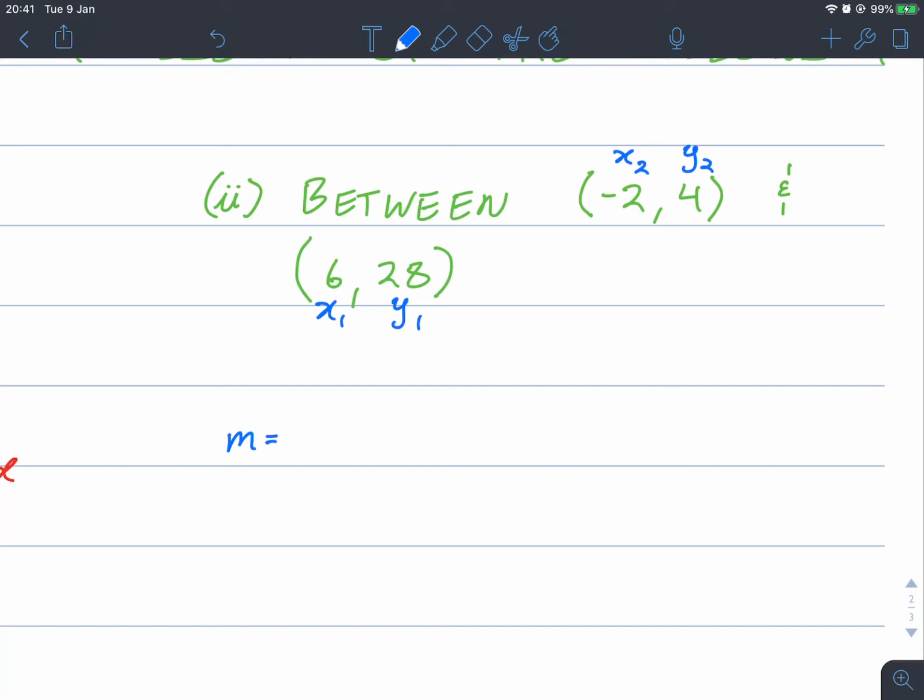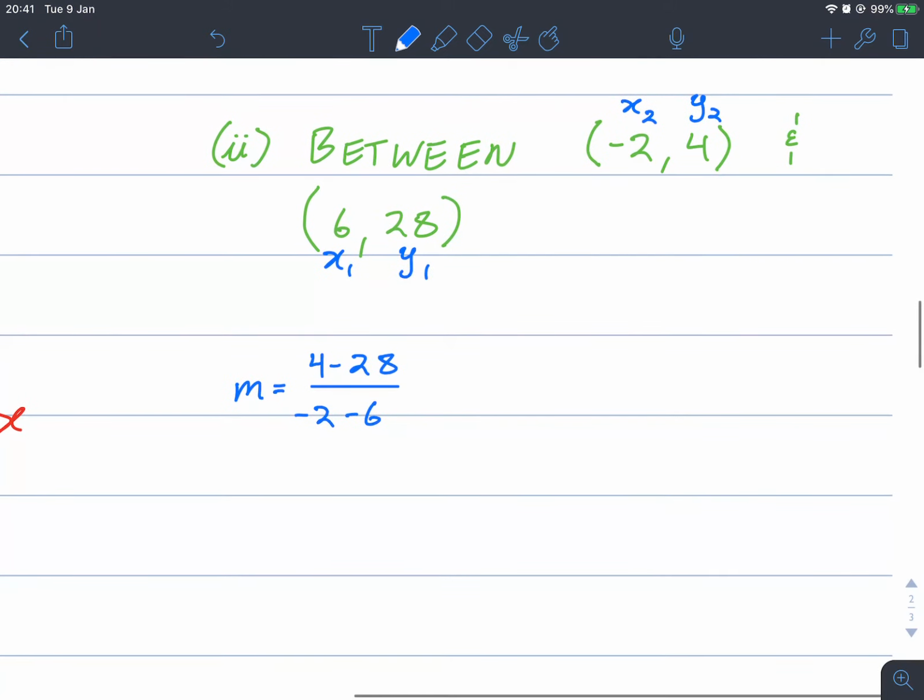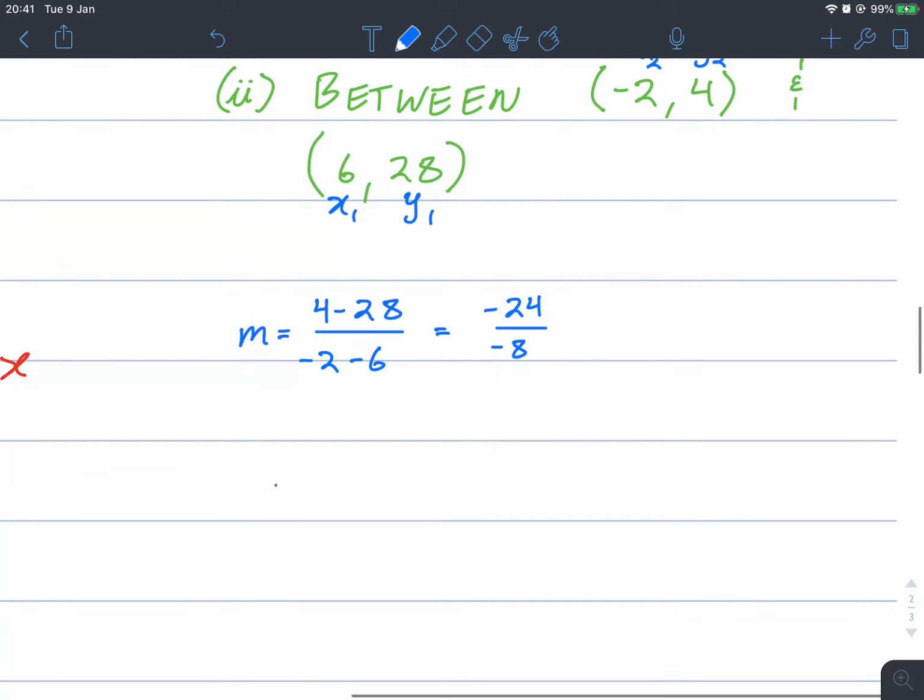Okay, so let's calculate the gradient. y2, 4, minus y1 over x2, so -2, minus x1, 6. This will give us -24 over negative 2 minus 6, which is negative 8. Well, for this one, m is equal to positive 3.